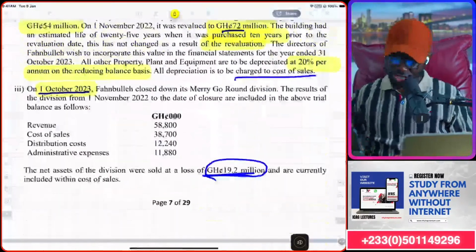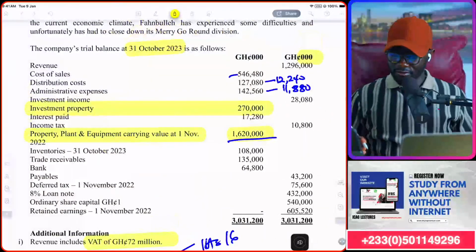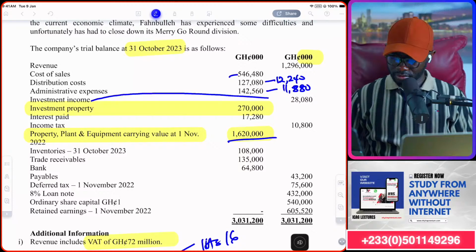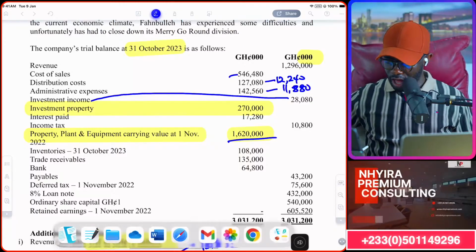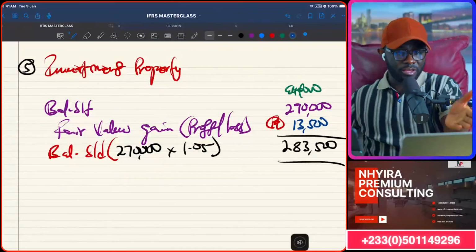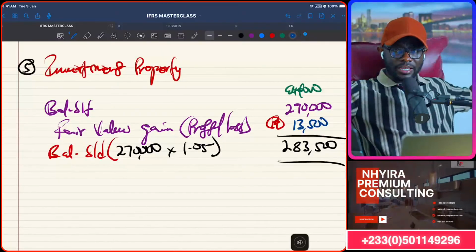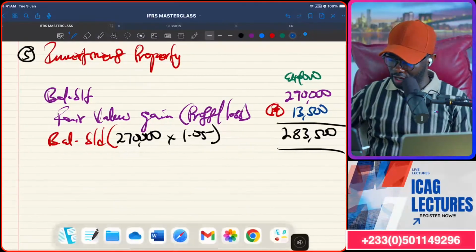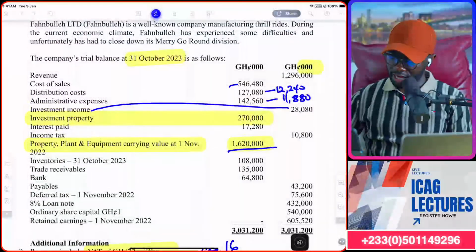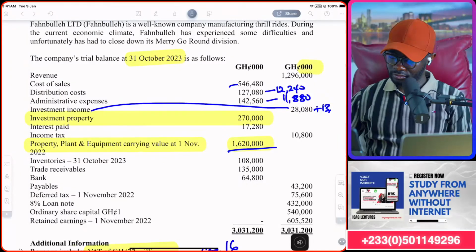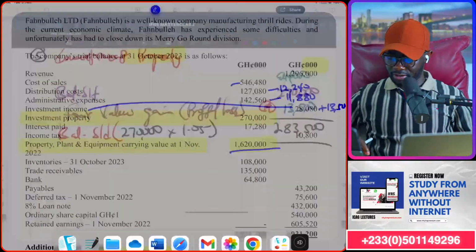Now, if you check again in the trial balance, you would realize directly that there is investment income here, 28 and 80. It will be prudent to add that fair value gain from the investment property to that figure because they are all from investment issues so that it will come as a line item on the financial statement. And I'm going to be doing that also on the face of the financial statement. So 13,500 will be added to that figure. Okay, to be done on the face of the financial statement.